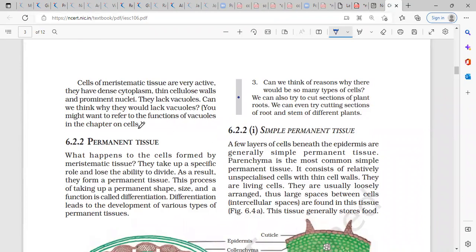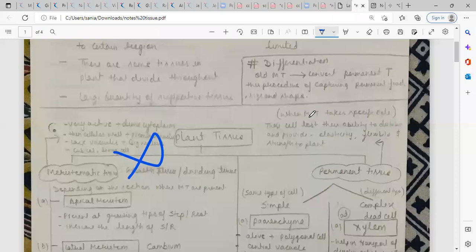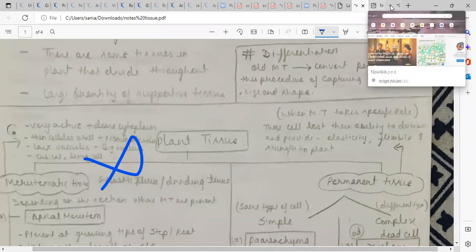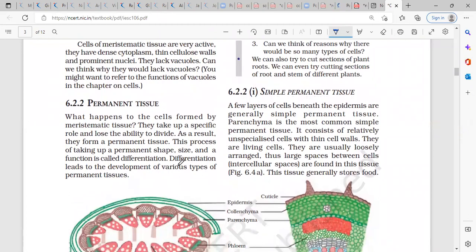Permanent tissue: when meristematic tissues lose their ability to divide, they get transformed into permanent tissues. When meristematic tissue takes a specific role, these cells lose their ability to divide and provide elasticity and flexibility to the slender plant. This process is known as differentiation.